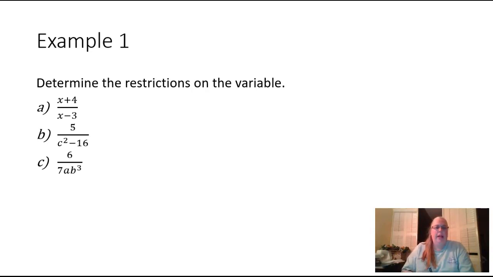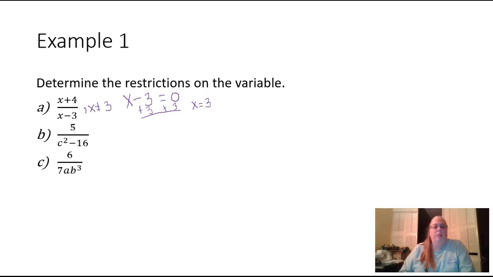So in example A, the denominator being x minus 3, we'll come off to the side over here, take the denominator, set it equal to 0, and see what causes the denominator to be equal to 0. We solve this by adding 3 to both sides. So we find out that x would be equal to 3. That means the restriction for A is that the variable x cannot be equal to 3.